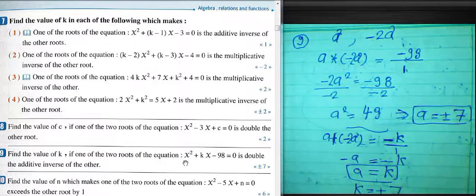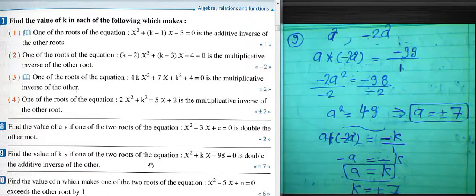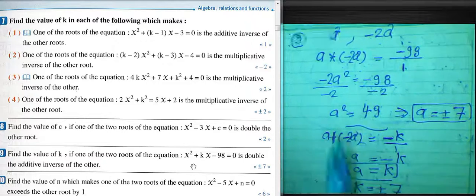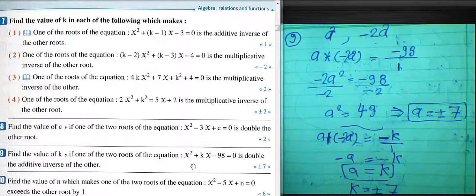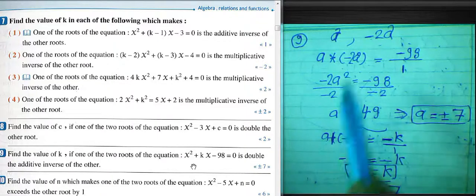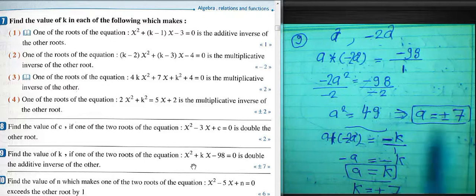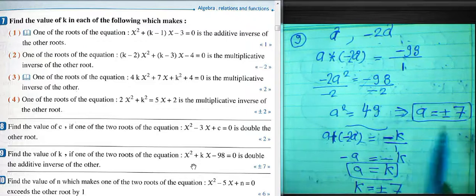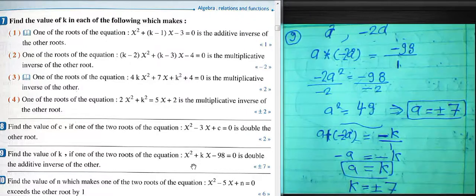Again, question 9. Find the value of k if one of the two roots of the equation x² + kx − 98 = 0 is the double additive inverse of the other. We write the first as a and the other as −2a, and the product of them equals −98 over 1, the constant over the coefficient of x². Then a is the square root of 49, positive or negative. The sum of the two roots, a + (−2a) = −a, equals −k. We can cancel the negative by dividing by −1, so a equals k, and k equals positive or negative 7 because a equals positive or negative 7. Is that okay for you? Okay, question number 10.